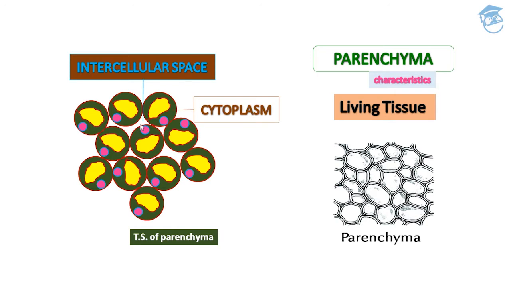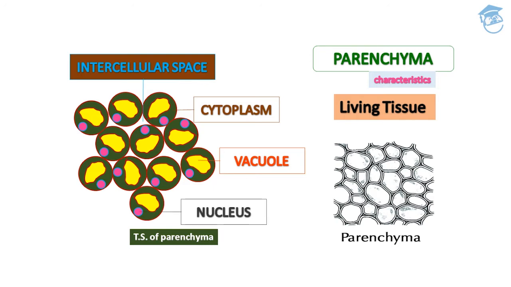And this green color represents the cytoplasm of the cell of a parenchyma. It has a large conspicuous vacuole present, and it has a nucleus too, and the cell wall is very thin in nature, made up of cellulose and pectin. Then comes where it is present. What's the location in the plant body?